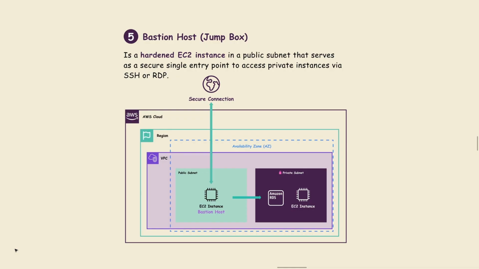Think of this like entering a secure office building. You don't walk directly into restricted rooms. You first pass through reception, identity is verified, and only then are you allowed inside controlled areas. The Bastion host plays that reception role inside your AWS network. It centralizes access, reduces attack surface, and ensures administrative traffic is tightly controlled. In production architectures, this pattern helps maintain both security and operational access without compromising private infrastructure.